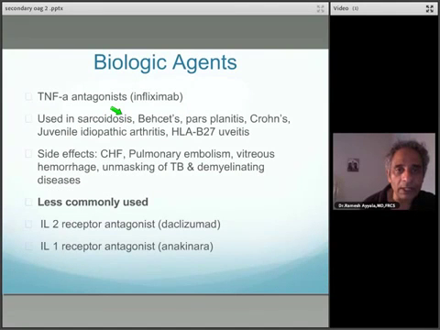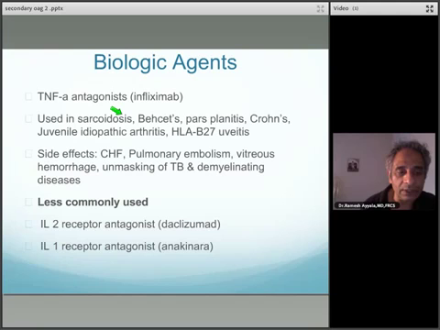There are also biologic agents that are being used in the present day, such as infliximab, which is a TNF alpha antagonist. It's especially useful in uncontrolled uveitis in patients with underlying sarcoidosis, Behçet's syndrome, pars planitis, Crohn's disease, juvenile idiopathic arthritis, and HLA-B27 uveitis. However, it has some significant side effects, including congestive heart failure, pulmonary embolism, vitreous hemorrhage, and unmasking of underlying tuberculosis and demyelinating diseases.